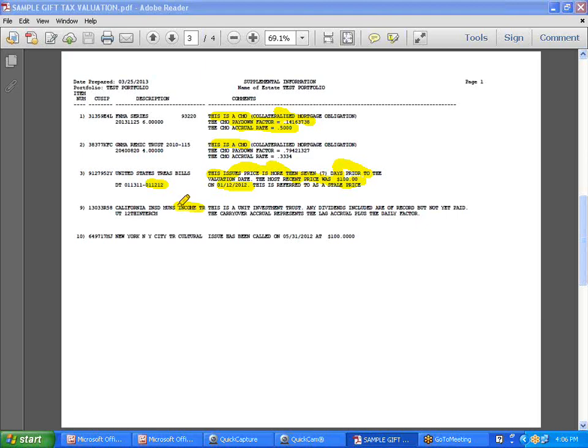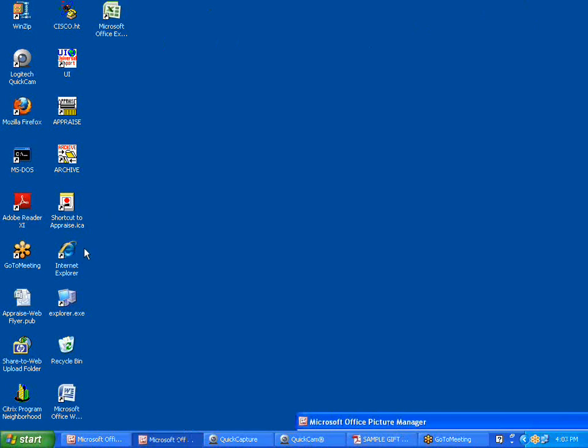This tells you that our California Insured Municipal Income Trust Fund was a unit investment trust, and any dividends included are of record but not yet paid. And that shows up in the carryover accrual. And the New York City bond was called on 5/31/2012 at par. So this is a very comprehensive gift tax valuation, following all the regulations which apply to an estate tax valuation. And you can get one of these reports from our company in a variety of ways. Let me minimize the report, and I'm going to take you to our website.